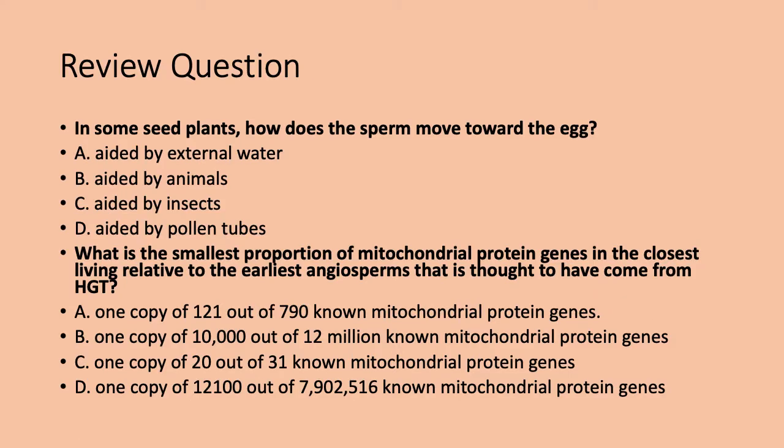All right, review question. In some seed plants, how does the sperm move toward the egg? D, pollen tubes. What is the smallest proportion of mitochondrial protein genes in the closest living relative to the earliest angiosperms that is thought to have come from horizontal gene transfer? It is C. Yep, 1 copy of 20 out of 31 known mitochondrial protein genes.